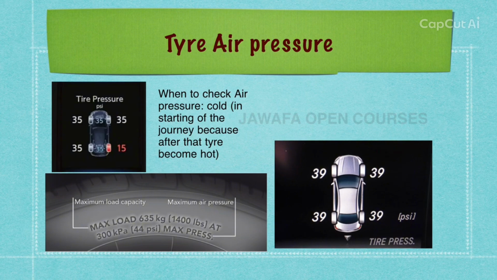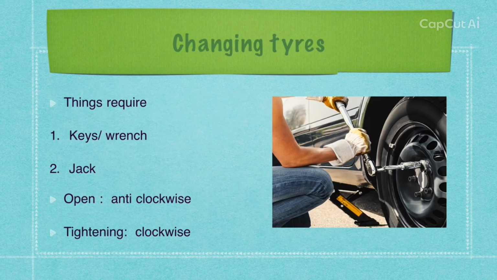So if you ever need to change a car tire, what are the things you need? There are only two things you need for that. One, you need keys or a wrench, and second, you need a jack to lift the car. So these are the two things you need to change a car tire. And after that, how to change the car's tire.